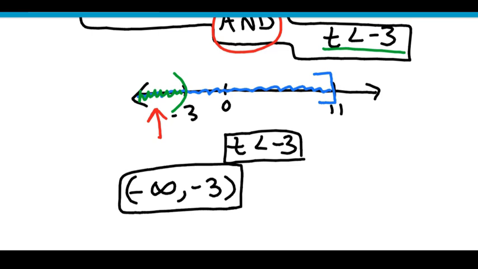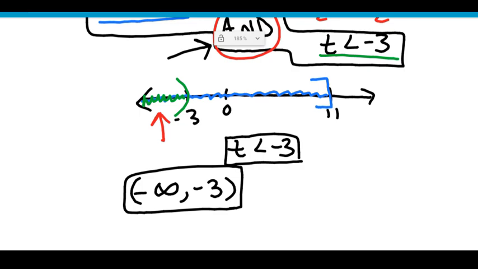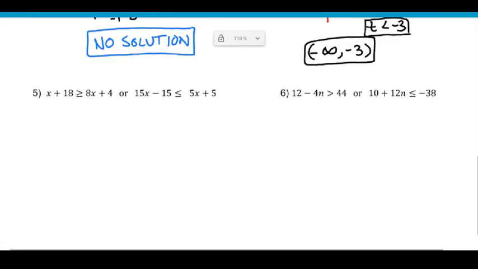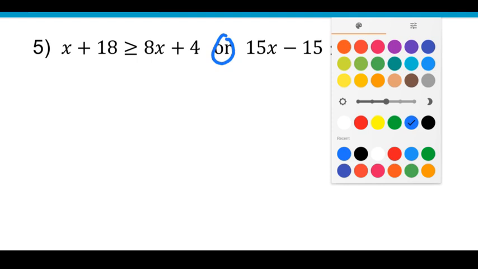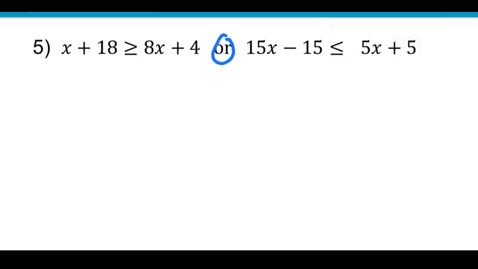Okay, so that one was a little tricky, but if you keep your focus on the fact that it was and, we were looking for where they both meet or their intersection. Okay, so let's take a look at number 5 over here. Notice we have or, so that's going to be important for finding our answer. And then let's jump right into the first one.